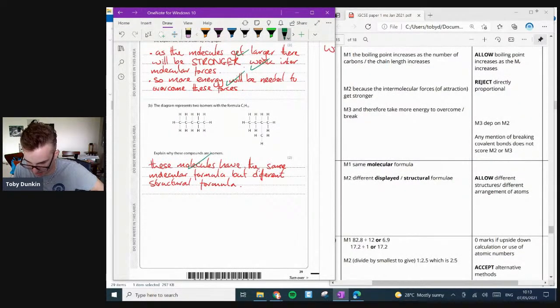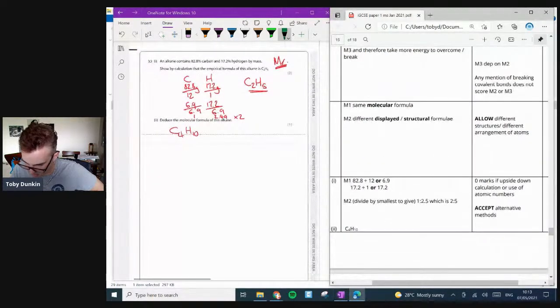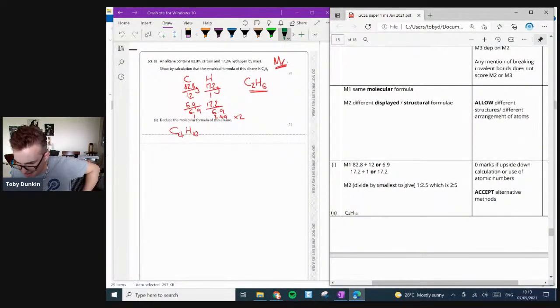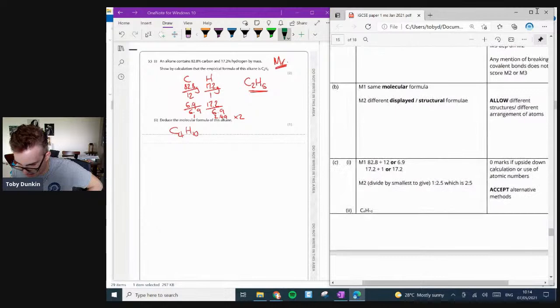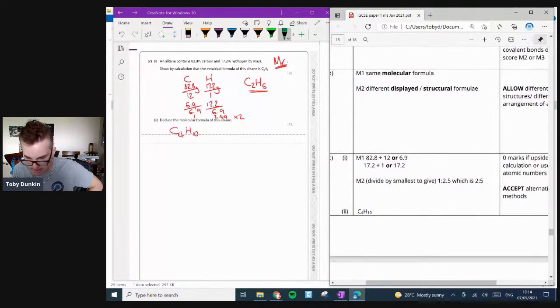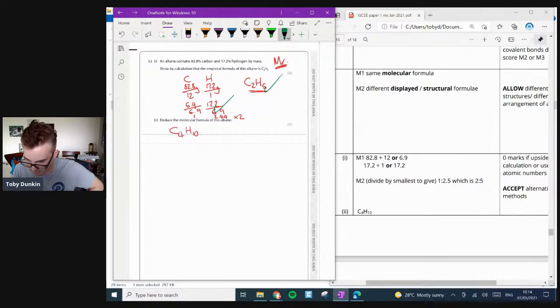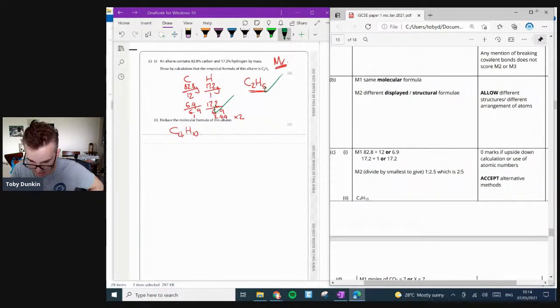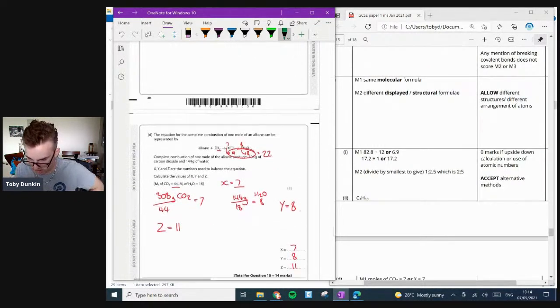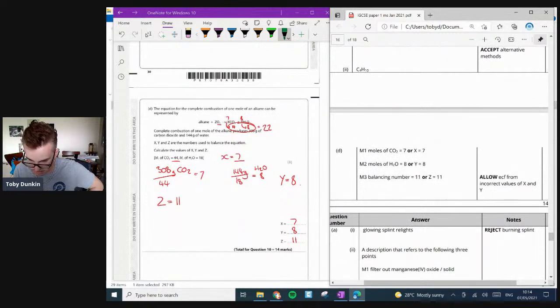Same molecular formula, different structural formula. This one was stupid. How are you meant to know? Oh my God, accept alternative methods. They should accept any number for that C4H10, guys. Whatever, stupid things. I get it, but totally by luck. Stupid Edexcel.